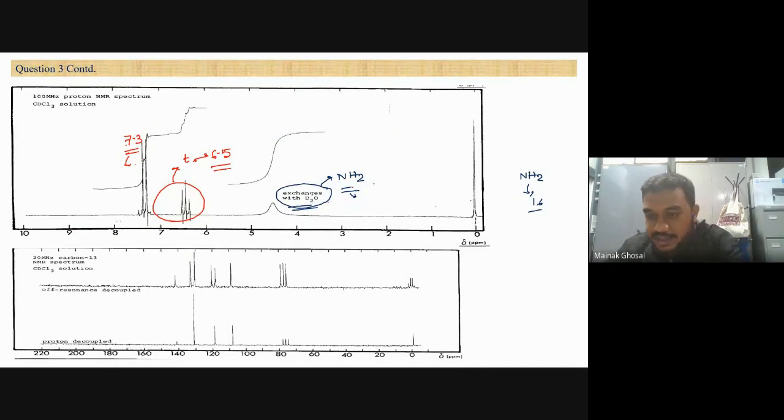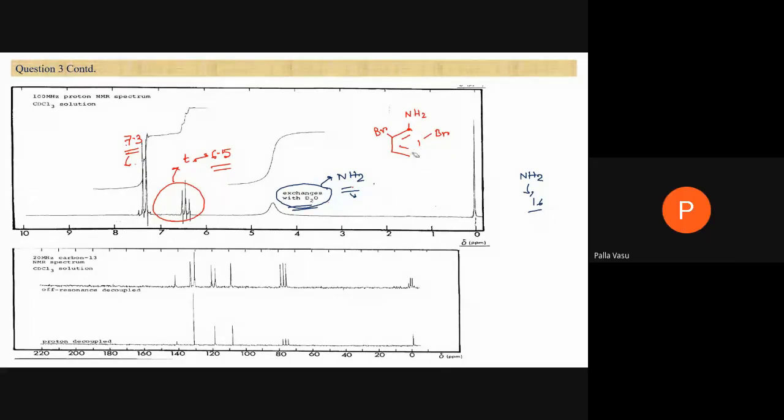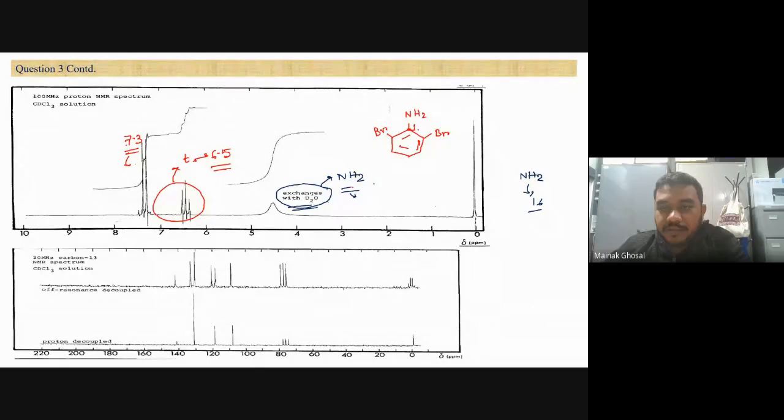Now you need to confirm the structure using carbon 13 NMR. So I am writing the structure here. How many different carbons will be there? 4, sir. Yes. This is 1, 2, 3, 4.